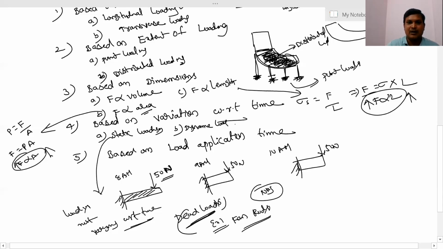And dynamic load is, with respect to time, the opposite of the static load. So with respect to time the load is varying. For example, if the load applied on the member is 50 newtons at 8 am, and after 1 hour you measure at 9 am and the measured force is other than 50 newtons, it may decrease or increase, that is called dynamic. This means the load varying with respect to time is called dynamic loading.